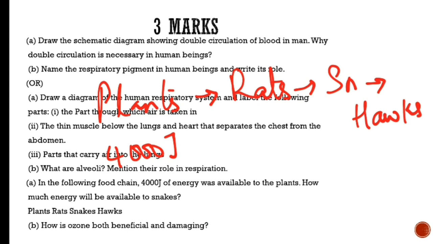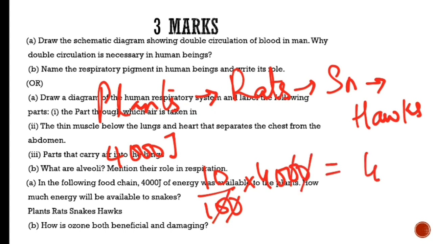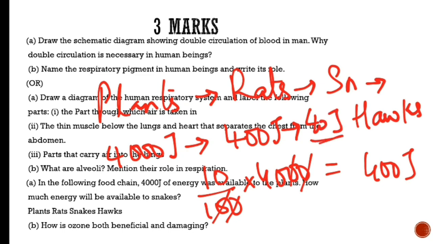So with the help of 10% law, if you solve 10% of 4,000, that will be 400 joules. So the rats will have 400 joules and the snakes will have 40 joules. Alright. So the correct answer will be 40 joules. So this is a numerical based on the 10% law. Please make sure that you practice them.